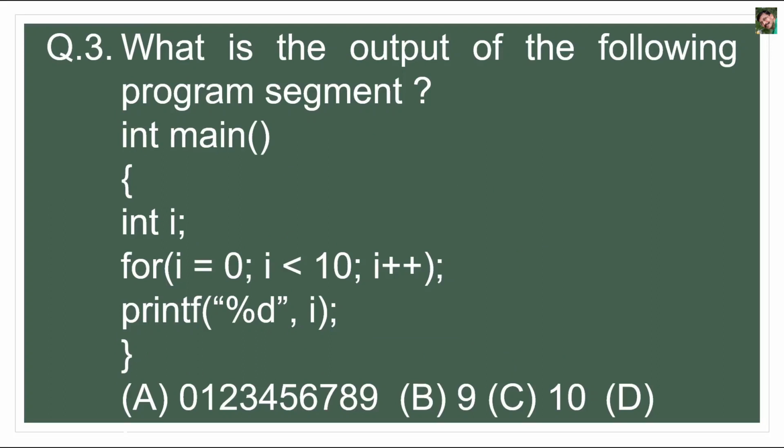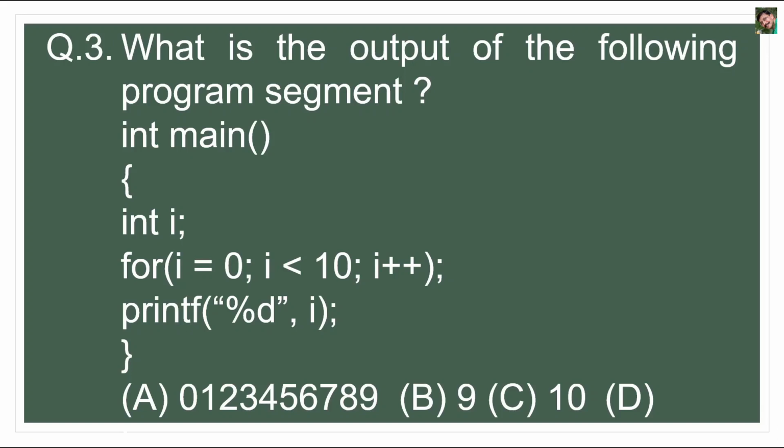Question number 3. What is the output of the following program segment? Integer main method, integer I. There is a for loop, where the initial value of I is 0, I less than 10, so the loop will continue till the value of I is less than 10. Once it becomes 10, the loop will get over. And I plus plus means every time the value of I will be increased by 1.